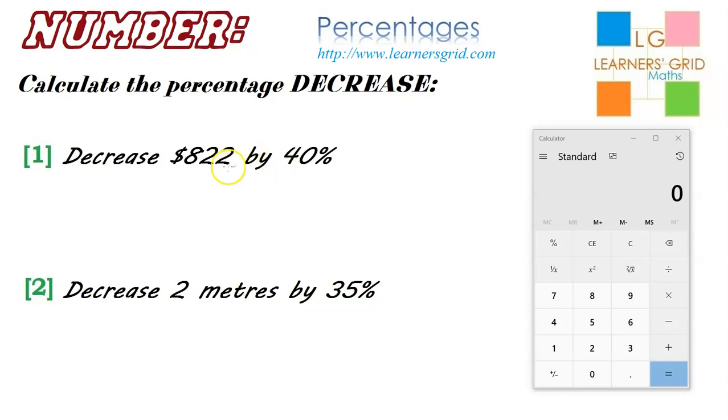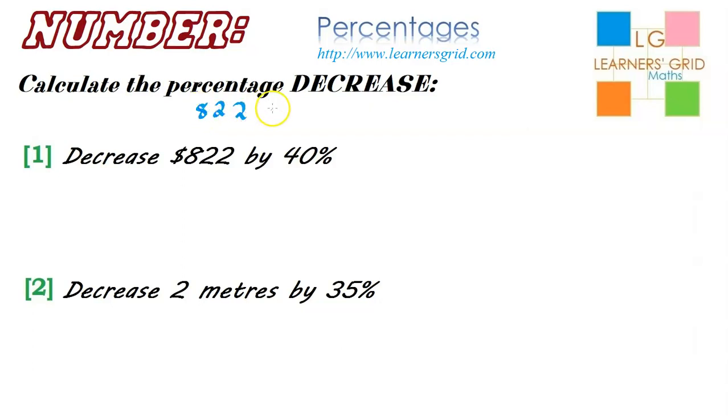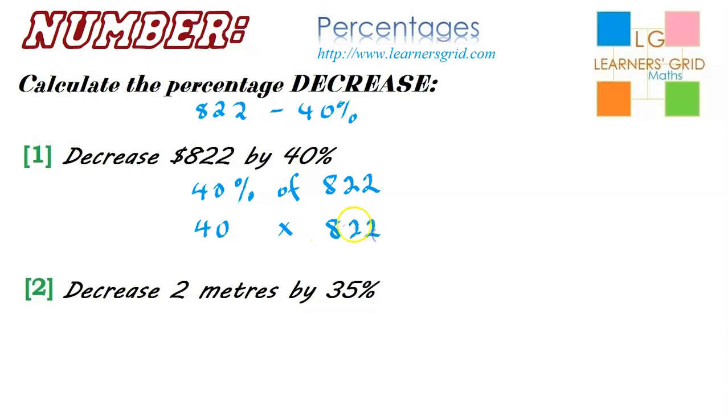Essentially, what is happening here is I'm going to have 822 and I'm going to subtract from it 40%. That's one way of looking at it. So I need to find 40% of 822. So how do I do that? It's pretty simple. 40% of 822, for my calculator, all I need to type in is 40, this "of" means times, 822, and then use the percent button.